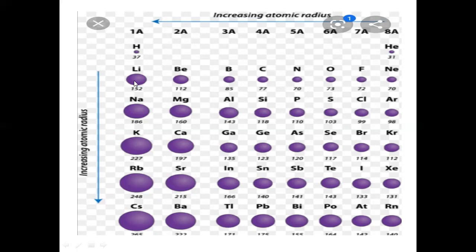And I told you the reason why atomic radius decreases. Although the number of shells is constant, due to increasing atomic number the number of protons increases in the nucleus. So the positive charge on the nucleus increases, and more protons will attract the electrons more towards themselves. As a result, the size of an atom will decrease.